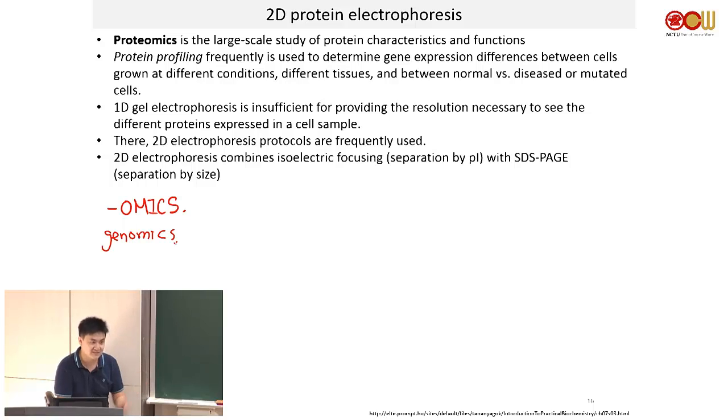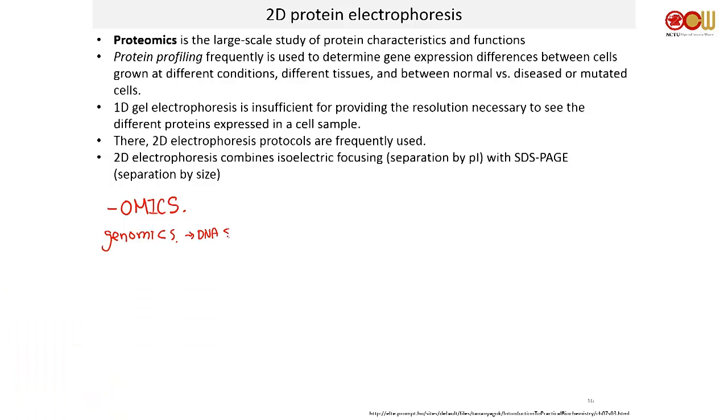Genomics. What do you think happens after genomics? This one deals with DNA sequence. We have transcriptomics. This is looking at transcription.